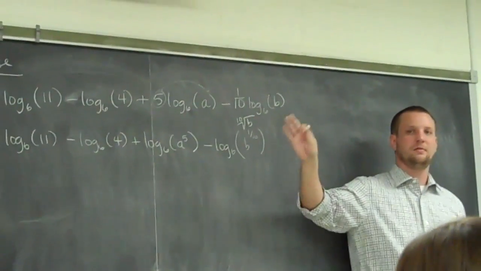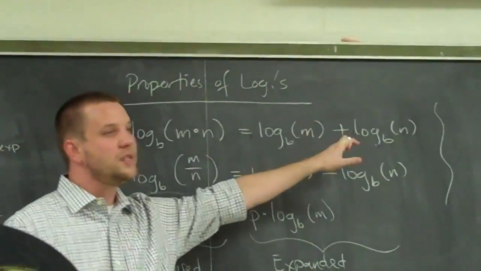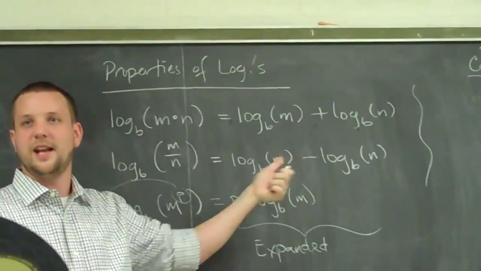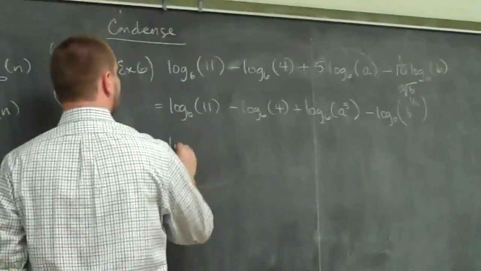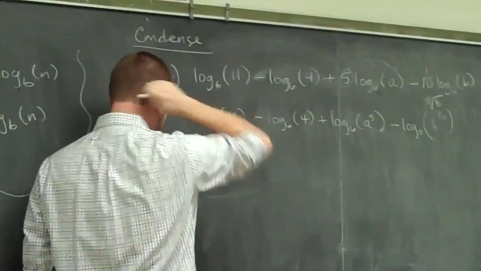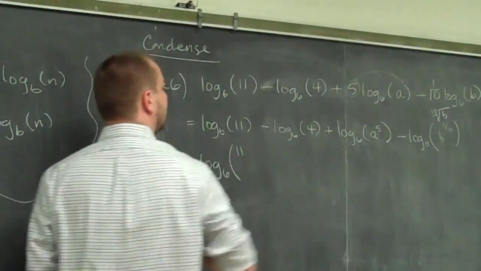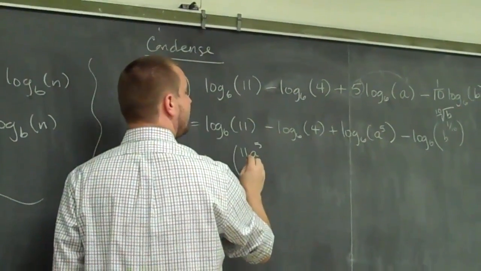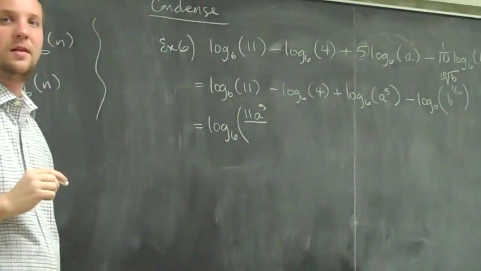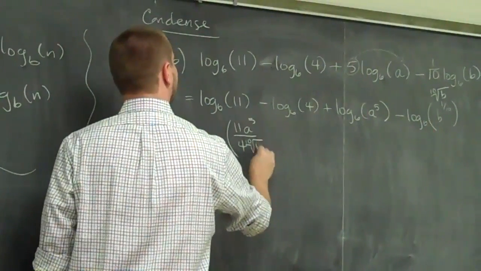Everything up there is now a single log. Log plus a log or minus a log and so on, right? So I can now go this way. And remember, anything that's a positive log is going to end up on top. Anything that's a negative log is going to end up on bottom. So this all boils down to the log base 6 of, what's something I might have on top? 11. Do I have anything else on top? A to the 5th. Do I have anything else on top? No. So on bottom, what's one thing? 4, and the other thing? 10th root of B.